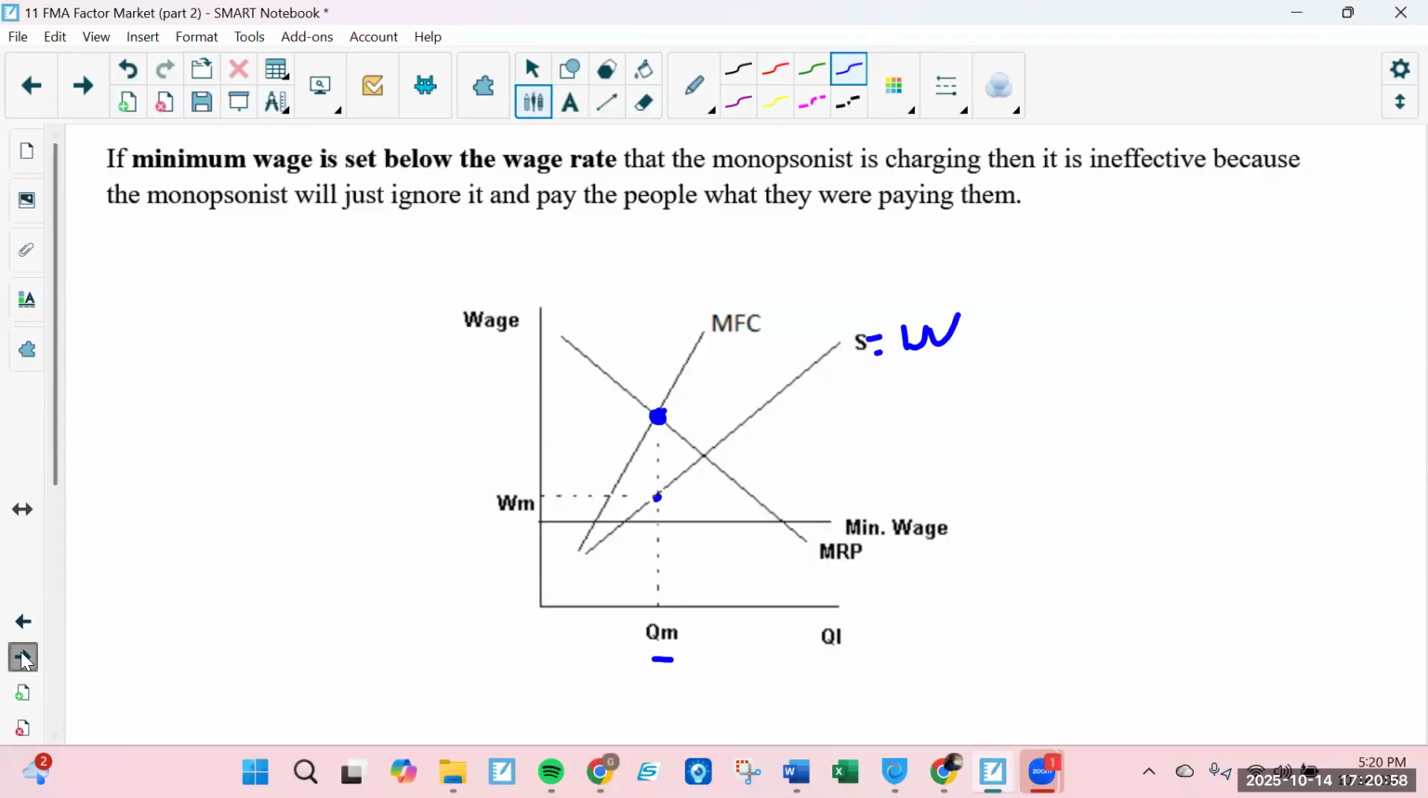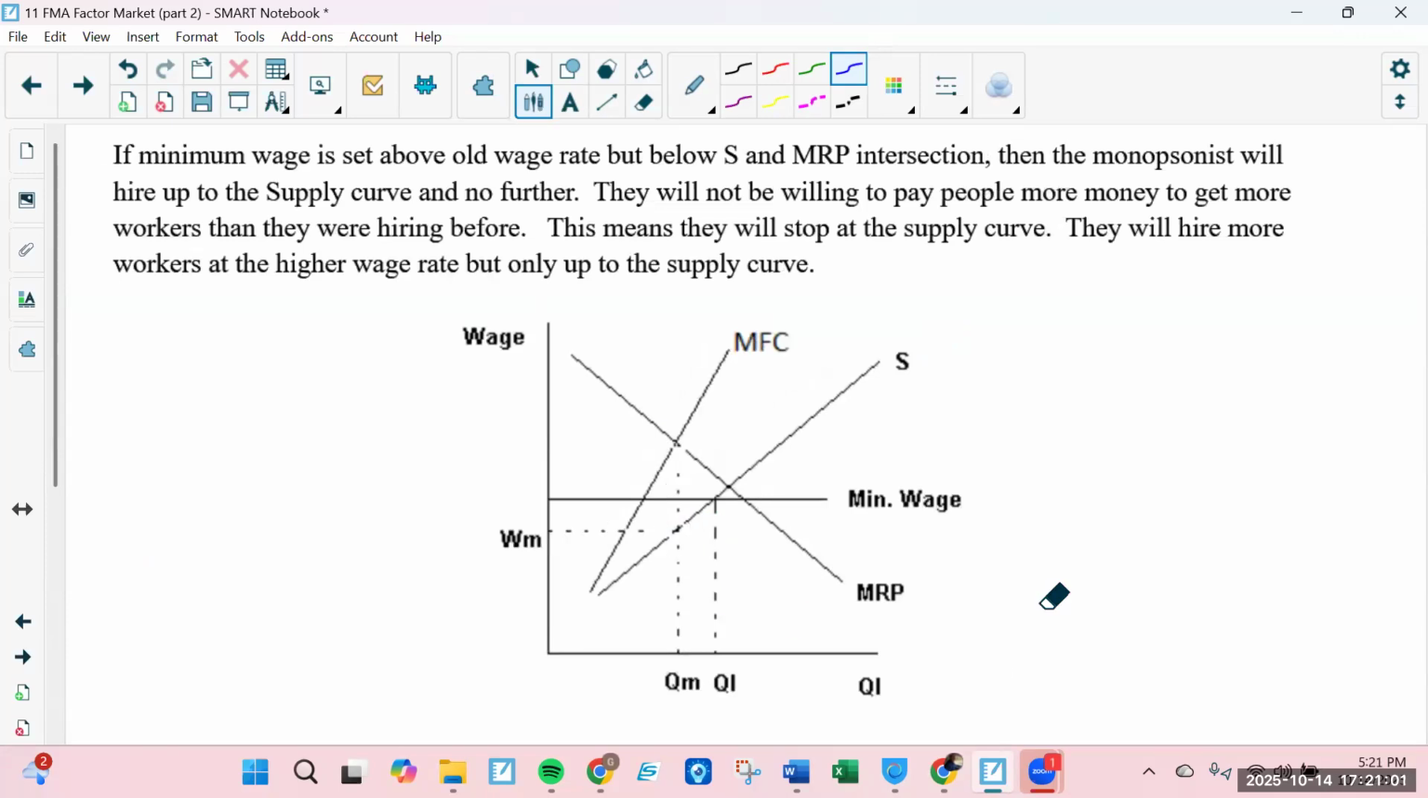Okay. But what if they put the minimum wage higher? Suppose they put it between, let's say, this point here and this point right here, between those two blue dots. And why did I pick that? Because I'm going to work my way up. I'm eventually going to go into this range and then again into this range here. I'm going to show you what happens at each one of these ranges.